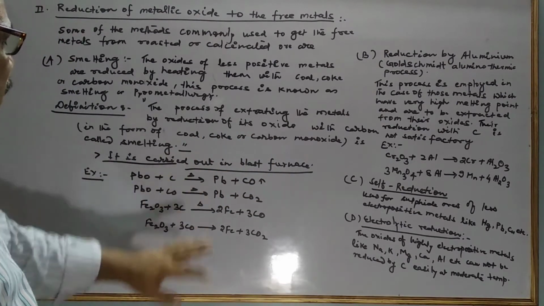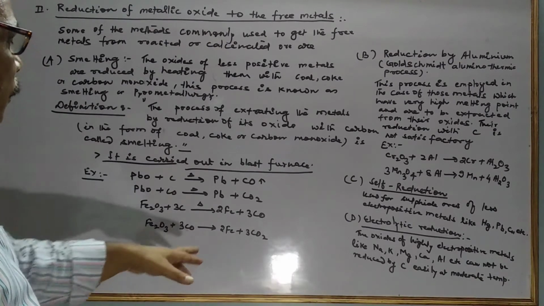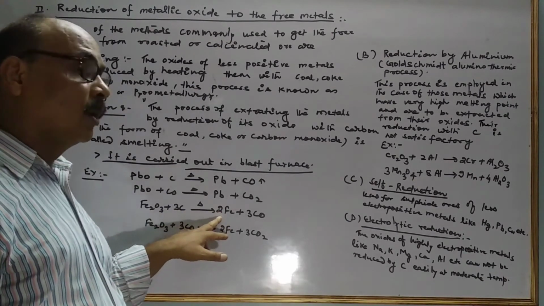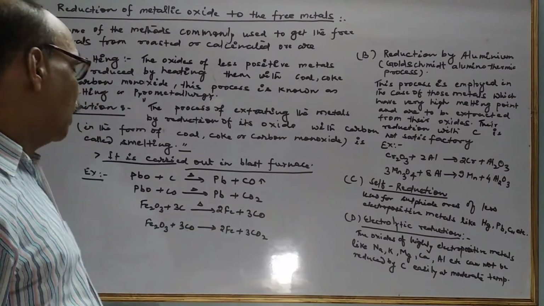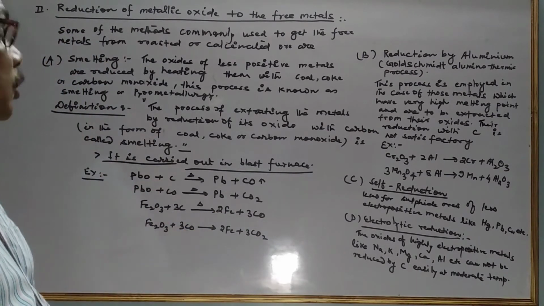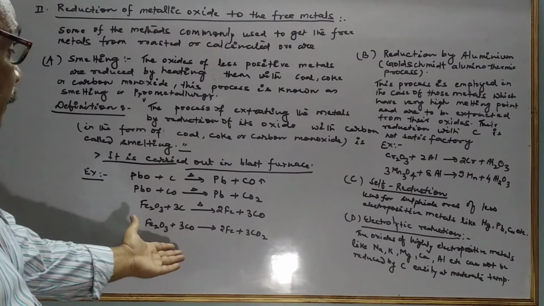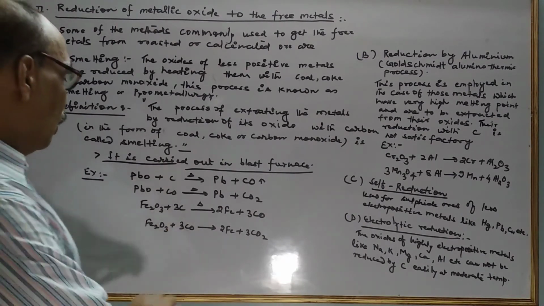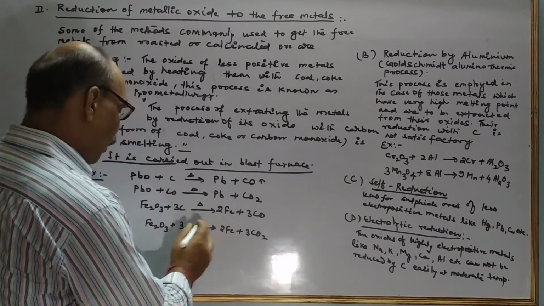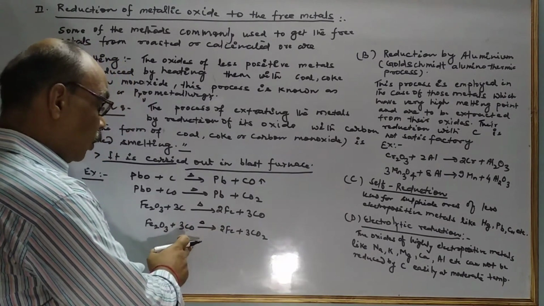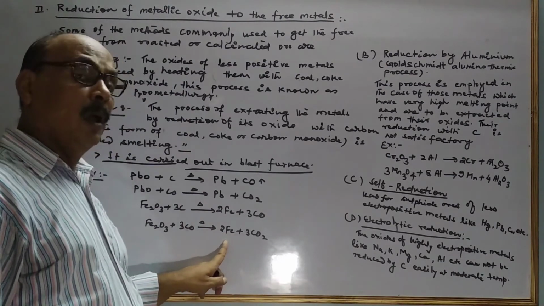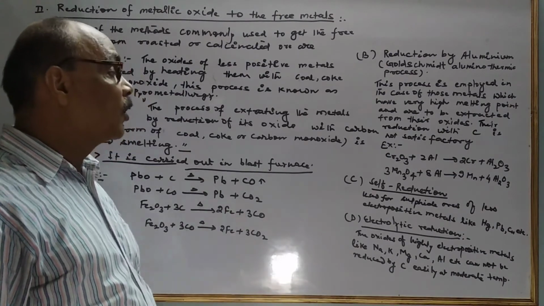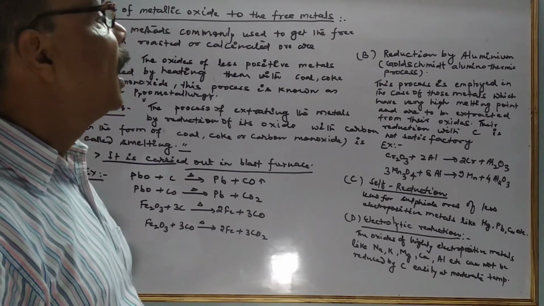Likewise, when ferric oxide is heated with carbon to a high temperature below the melting point of the iron, what do we get? Crude iron and carbon monoxide. Ferric oxide can also be reduced by carbon monoxide. See here the reaction. Ferric oxide, when reduced with carbon monoxide on heating, gives crude iron and carbon dioxide.